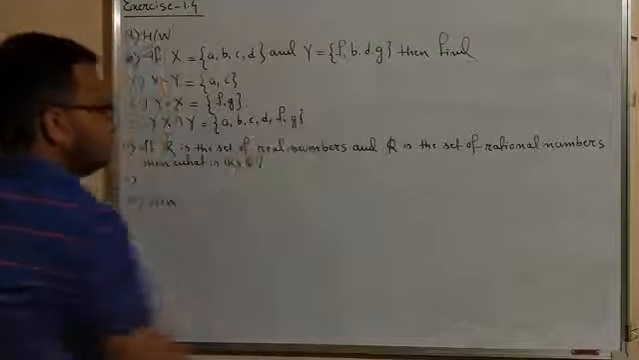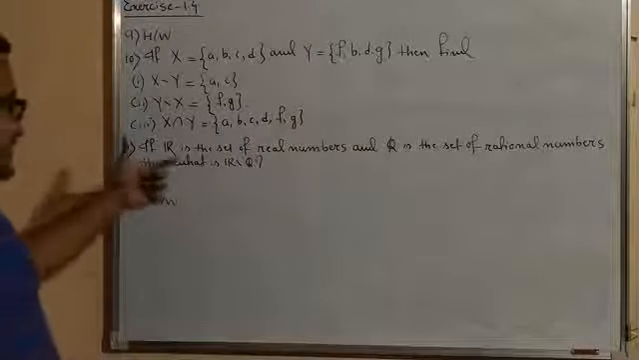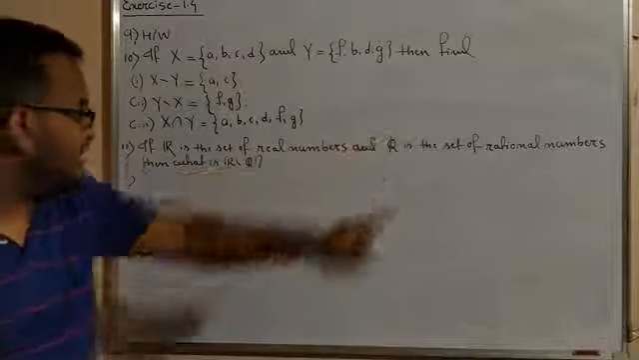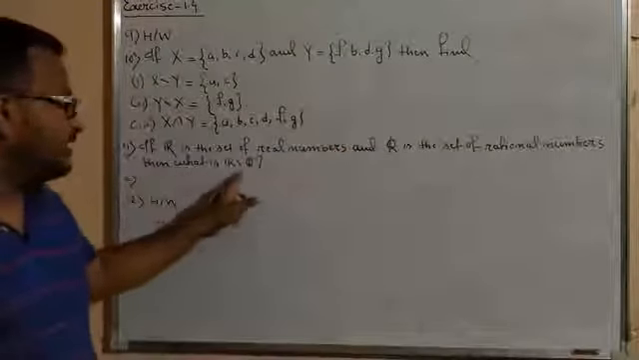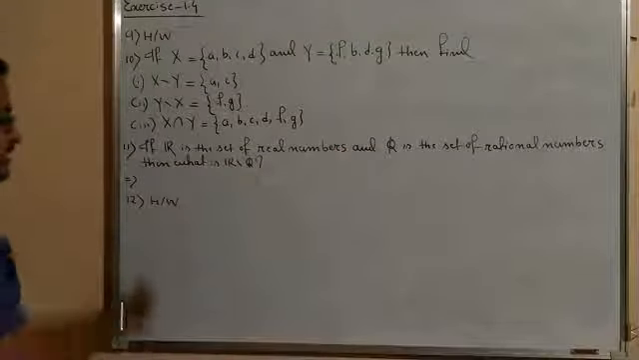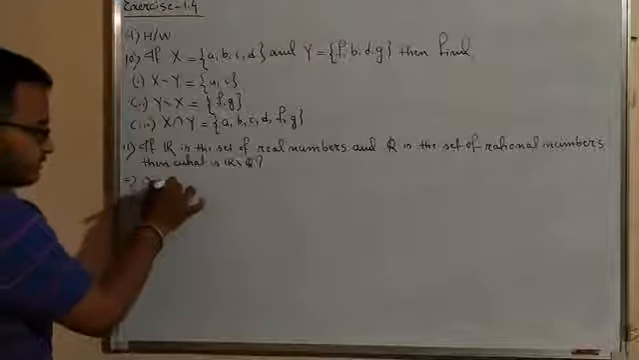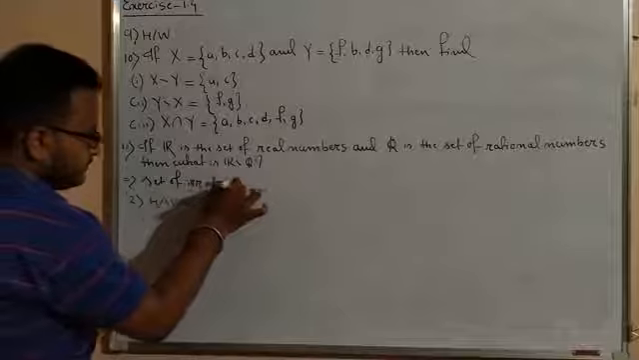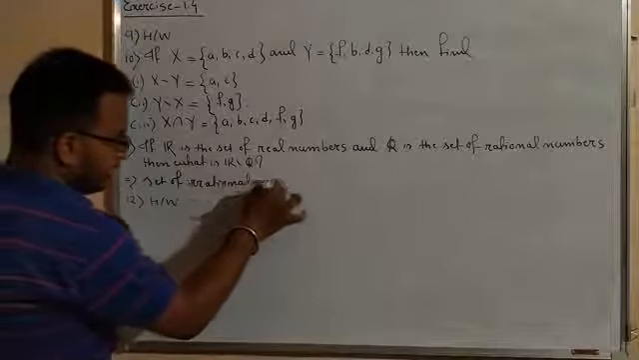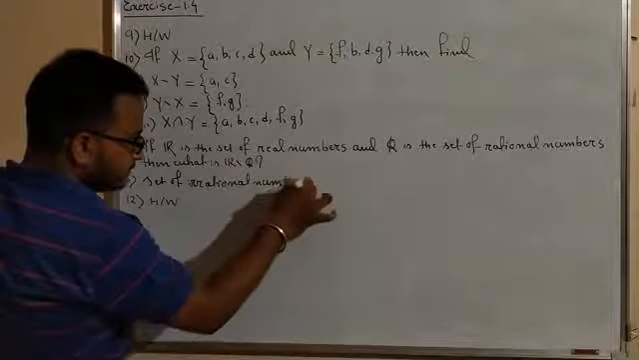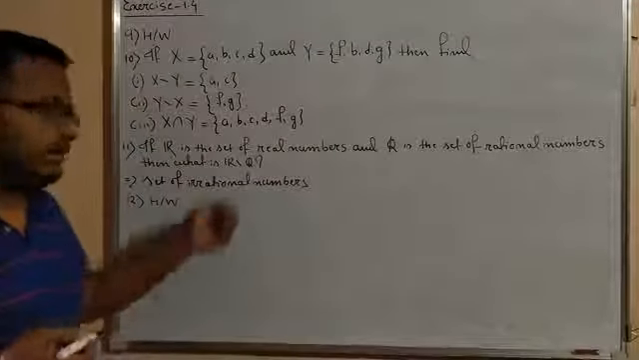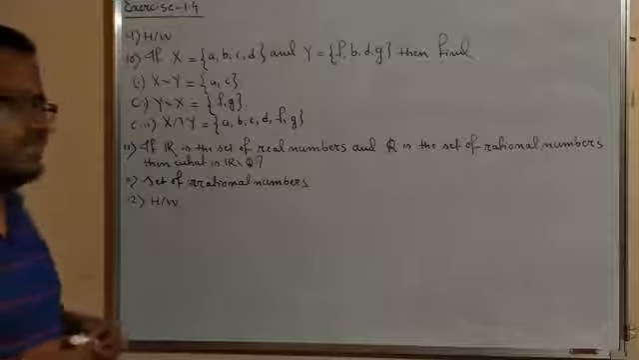It is also easy. Now it is a very easy question. If R is the set of real numbers and Q is the set of rational numbers, then what is R difference Q? So R difference Q is the set of irrational numbers. It is easy. You have already done it in your HSLC level, I think.